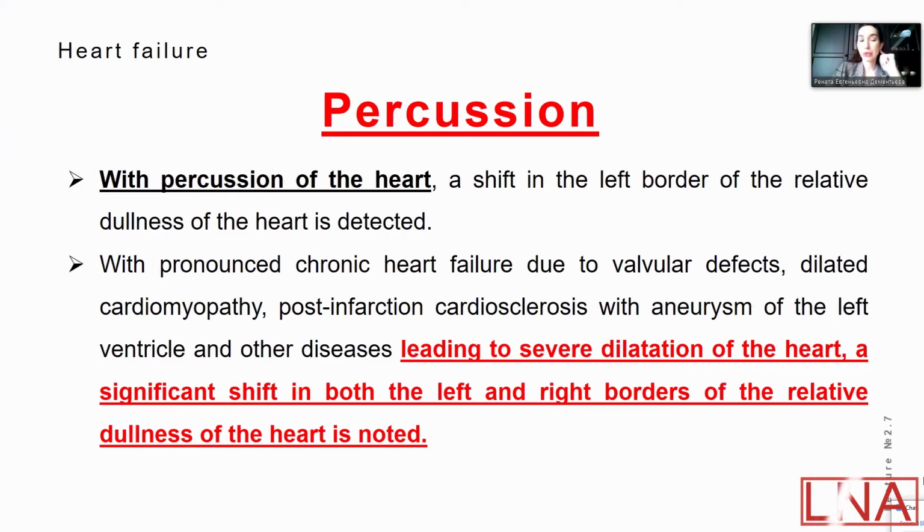In percussion of the heart, we can determine a shift in the left border of the relative dullness of the heart due to dilatation of the left ventricle, with pronounced chronic heart failure due to valvular disease, relative mitral insufficiency, dilated cardiomyopathy, post-infarction cardiosclerosis, or aneurysm of the left ventricle, and other diseases leading to severe dilatation of the heart, including dilatation of the left and right ventricles, significantly shifting both the left and right borders of the relative dullness of the heart. So the borders of the relative dullness of the heart are wider to both sides.